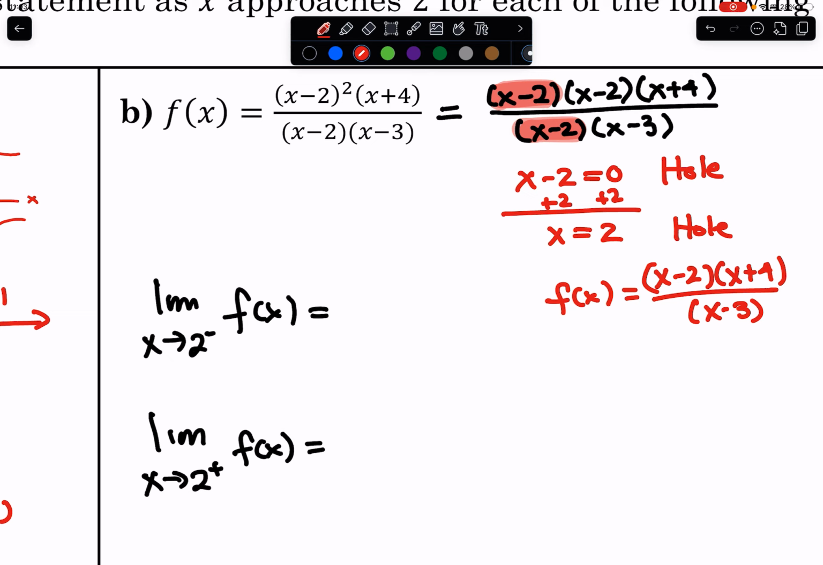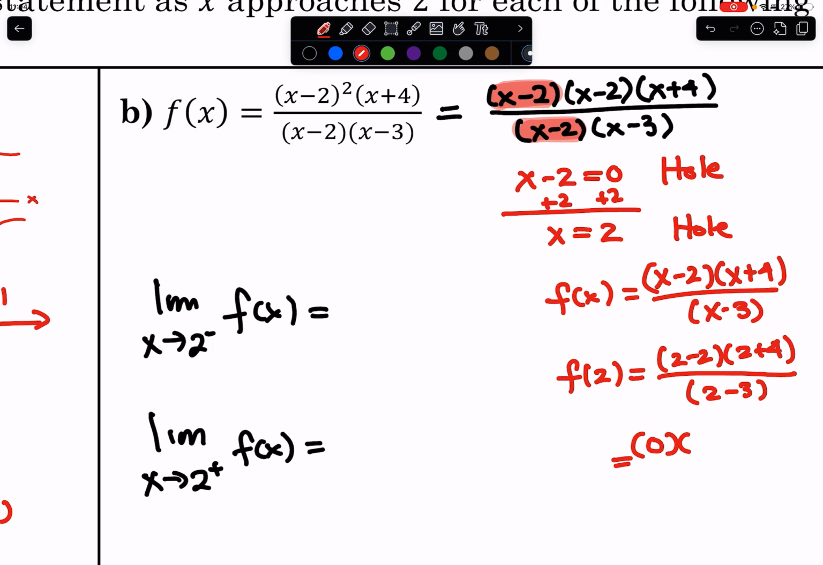And to figure out the limit statement as we approach 2 from the left and from the right, we're simply going to plug in the number 2 here for the values of x and figure out what the y value would be when x is equal to 2. So I do 2 minus 2 times 2 plus 4 over 2 minus 3. I'm going to get 0 on the top, 6 on the top, and negative 1 on the bottom. And 0 divided by negative 1 equals 0. So the left end and the right end are approaching 0.